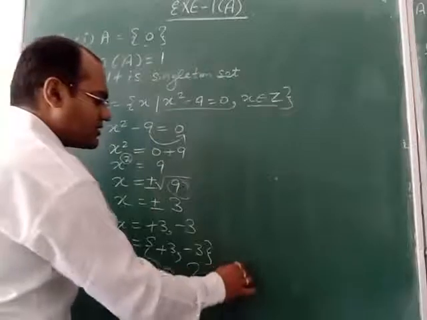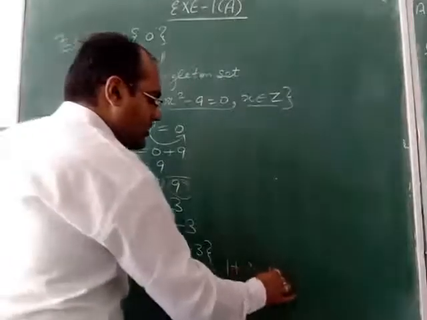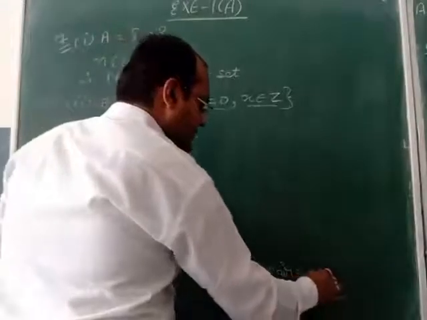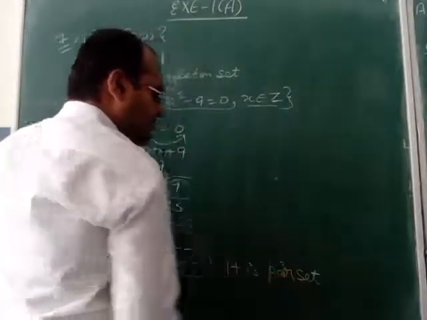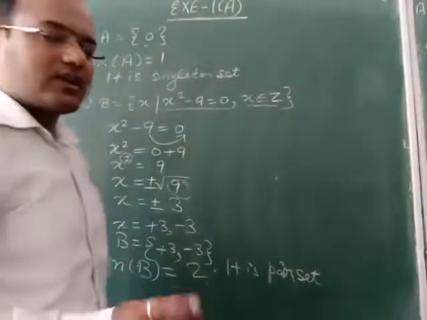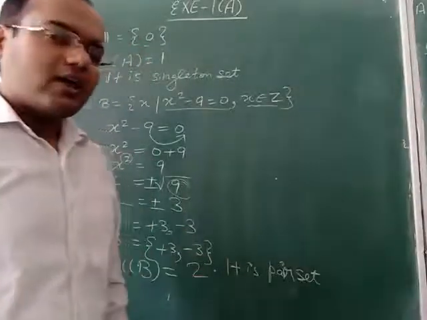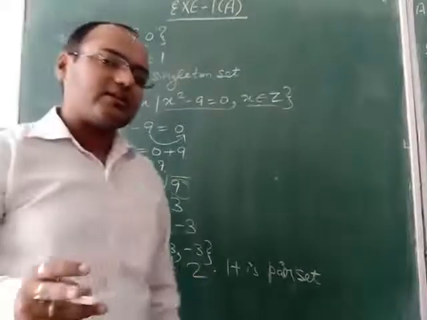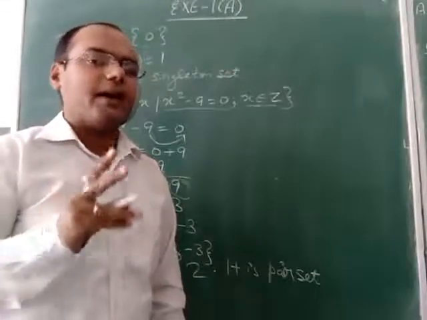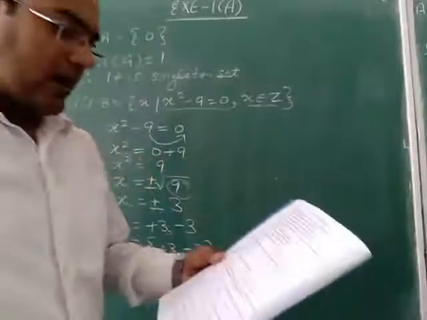That's why it is a pair set. Pair means the cardinal number is 2, two elements are coming in the set. If no element is there in the set, that means the cardinal number will be 0, then that set will be the empty set. Okay.